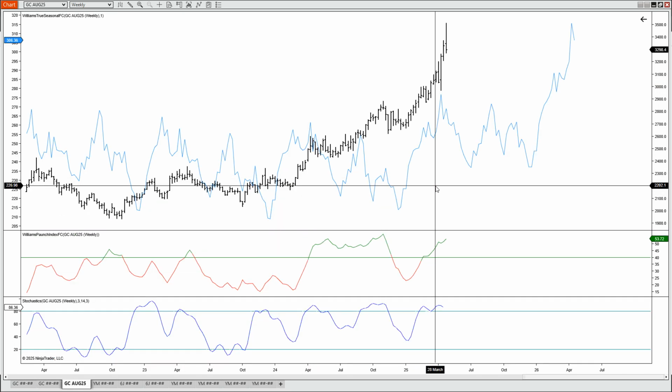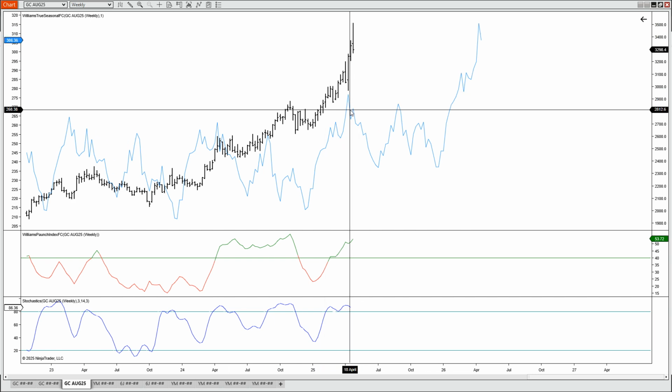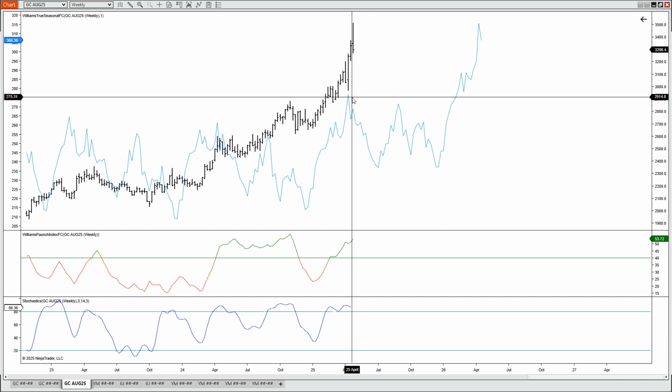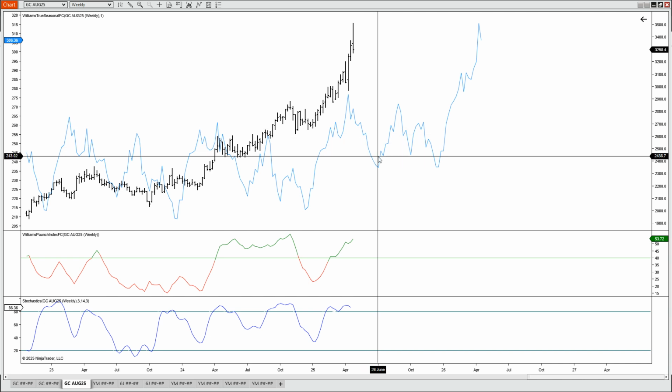Also, I'll take you over to the seasonal. This is using 10,000 weekly bars worth of data to come up with the true seasonal. We are in a bearish time of year for gold. Gold typically declines from now until basically July.